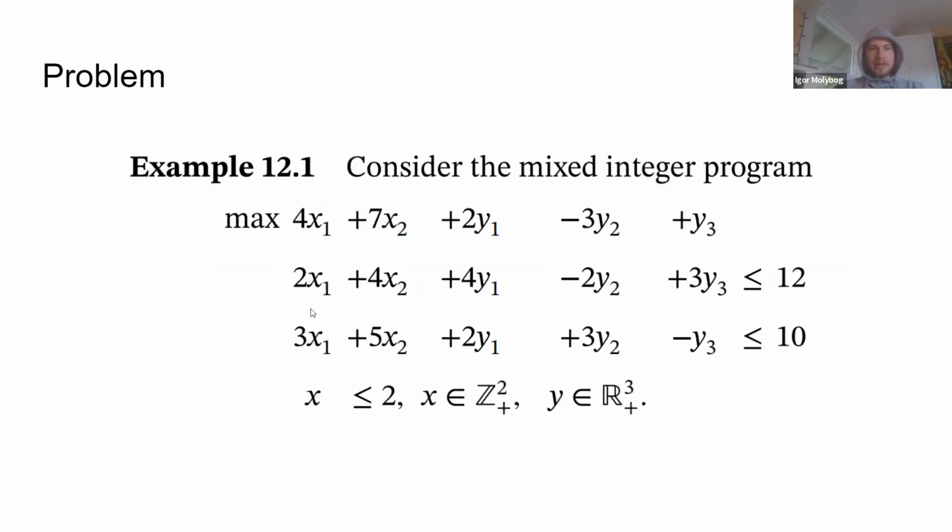In this case, our matrix F consists of four numbers, 2, 4, 3, and 5, and our matrix G consists of six coefficients, 4, -2, 3, 2, 3, and -1. And our vector d consists of two numbers, 12 and 10.